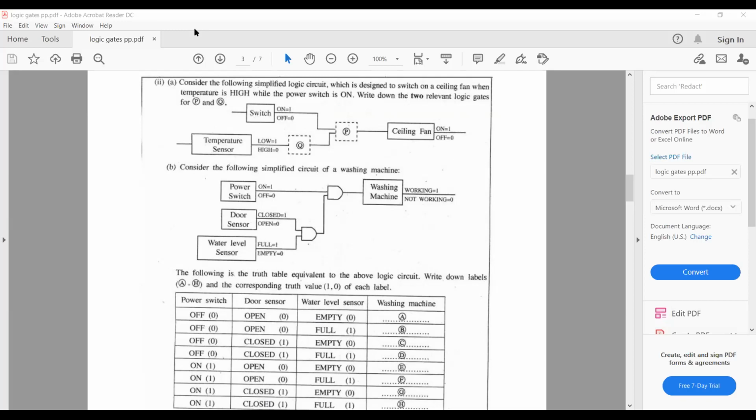I think it is easy, right? To work, the power should be on, the door should be closed, otherwise it won't work. The water level should be full. All are 1 because it's an AND gate. All are AND gates, so all should be 1 to get the output 1. Working means 1. So everything should be 0 except the last one. The last one should be 1. Others are 0.